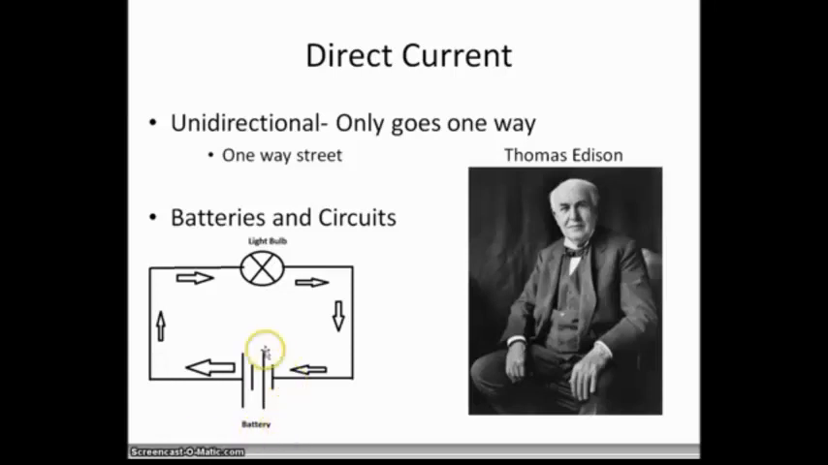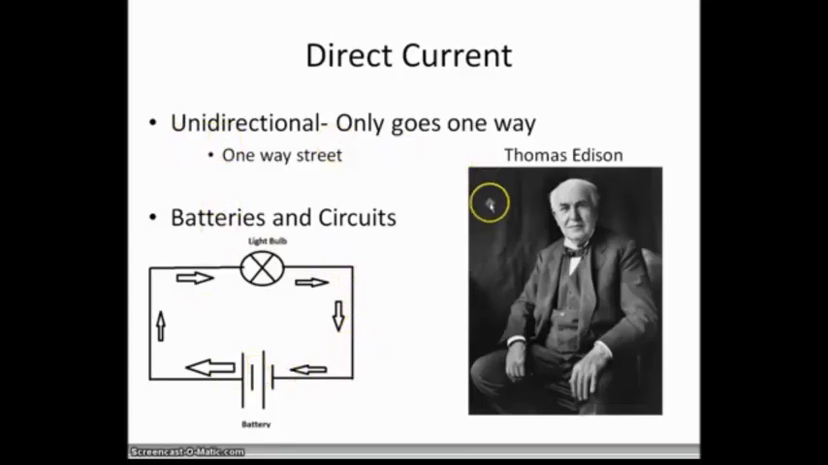So if we take a look down here at the bottom, we have our battery in our circuit. The battery emits electrons. They flow through, they keep going, and they go through this one way. They just keep cycling through this one path. That's all they do. One way, unidirectional.